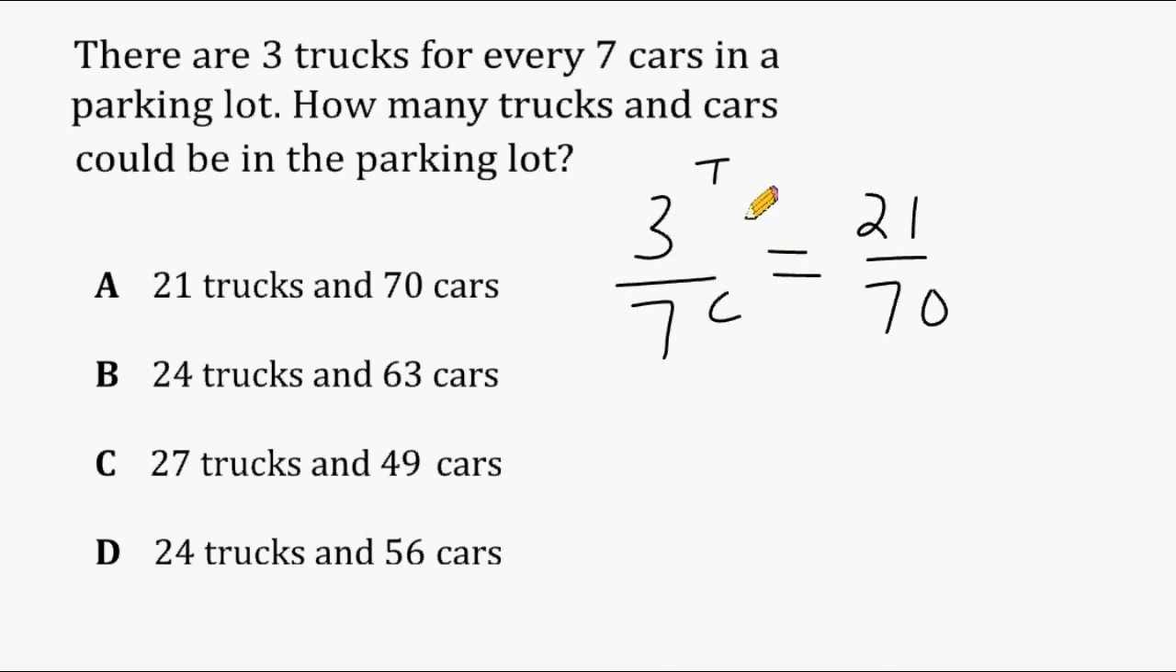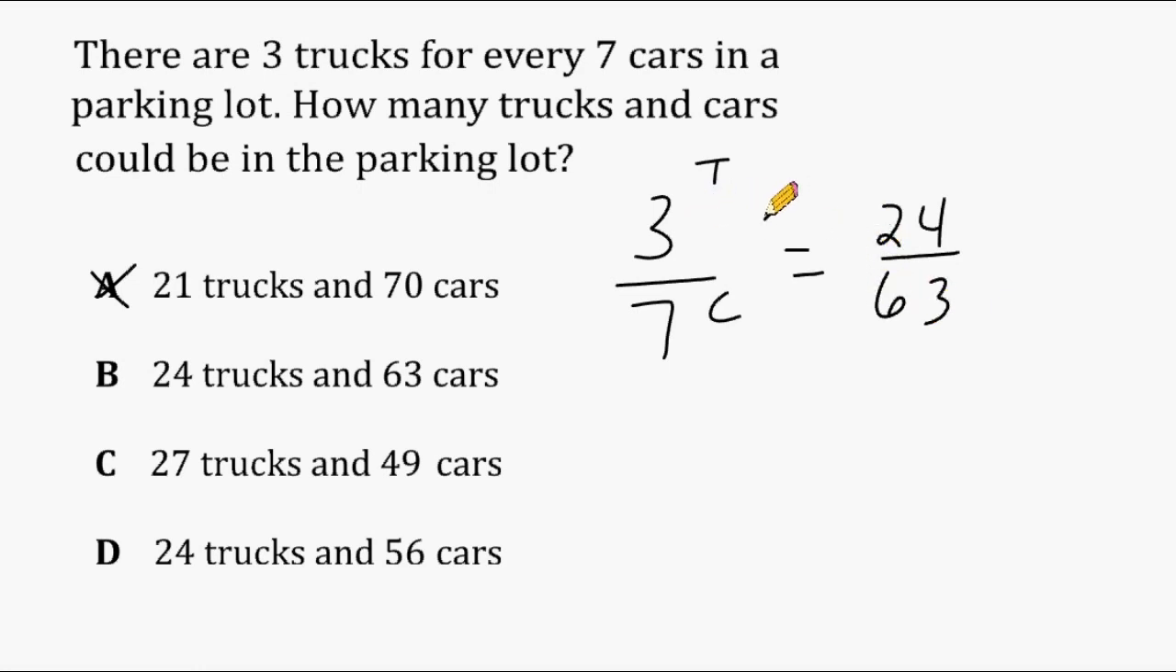Now 3 gets 7 times bigger, but 7 gets 10 times bigger. So we would say that these 2 ratios are not equivalent. So we're going to get rid of choice A. All right, let's see if 3 to 7 is equivalent to 24 to 63.